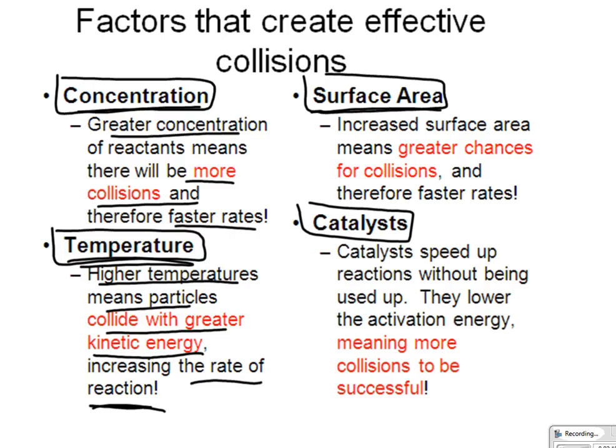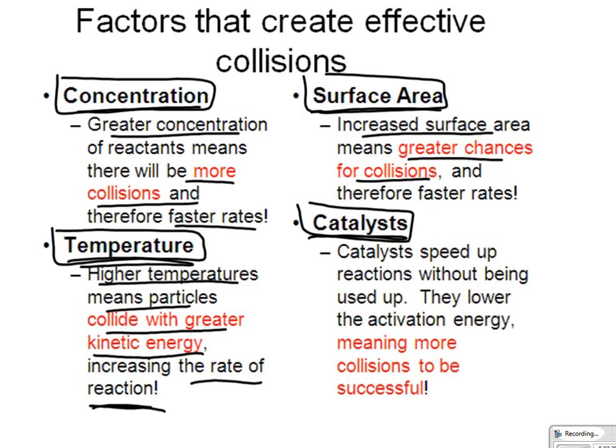Third, surface area. Increasing surface area means you have greater chances for collision. That's like when you grind something up, and the more particles you have, the greater amount of collisions those small particles will have with other particles, thus increasing the reaction rate. And finally, catalysts. Catalysts, we know from biology, speed up reactions without being used up. They lower activation energy. So if you lower the amount of energy required to start a chemical reaction, that means the chemical reaction will happen at a faster rate.